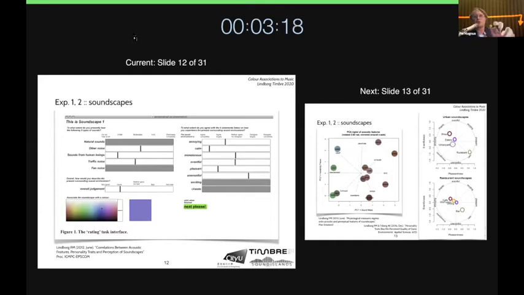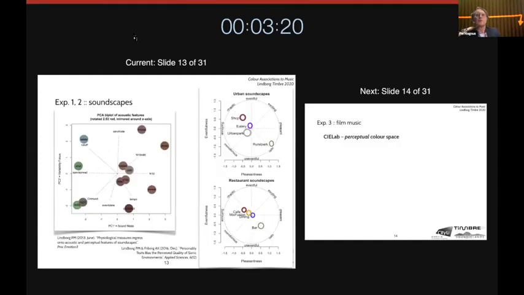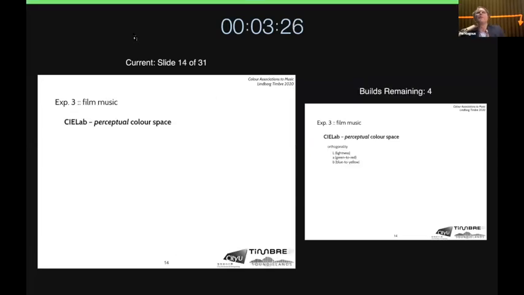Okay, but in the first work here, I used this kind of swatch color picker. So that was in the initial work, which is reported in this way. Okay, the third part here is indeed the film music project.